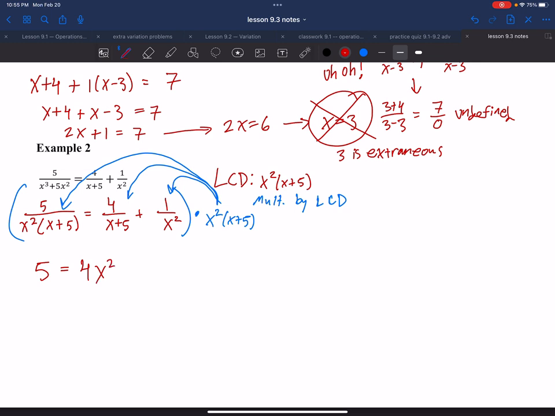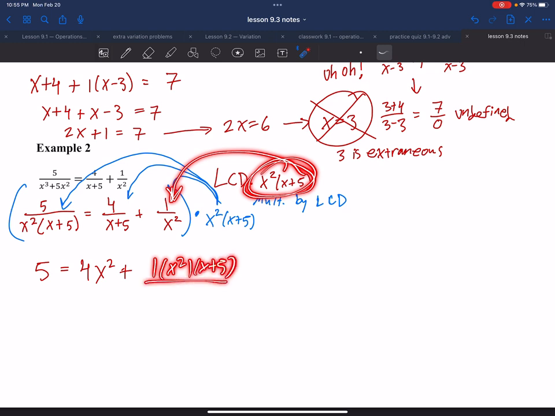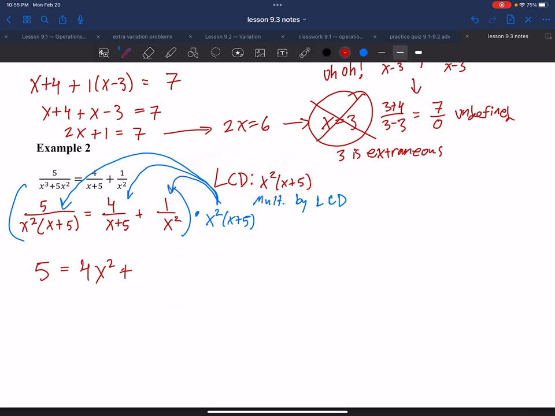So, boom. And then plus, and last, I'm going to do it again, I know. You probably caught on, but I'm distributing this here. So that's 1 times x squared times x plus 5 over x squared. The x squareds cancel, so it's just x plus 5. So say plus x plus 5. You don't have to put parentheses around it like that, but I did, just for the sake of it. And so now this is a quadratic that I can solve. If I subtract 5 from both sides, I get 0 equals 4x squared plus x. You see, because I've subtracted 5 on both sides.